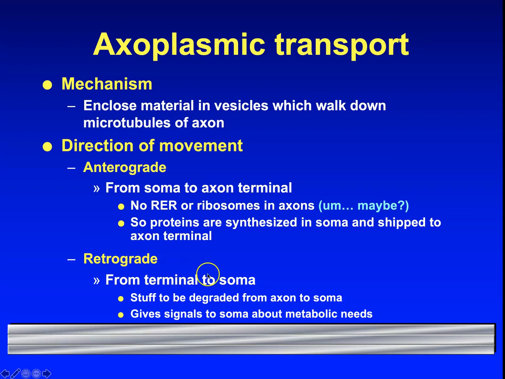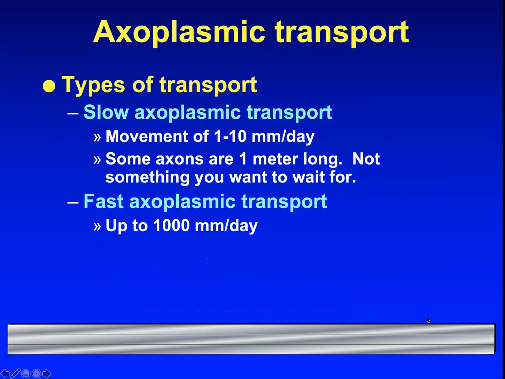But retrograde goes backwards from the axon terminal to the cell body. It's some stuff that it needs to degrade, and so it gives some signals to the cell body about metabolic needs. Now there's both slow and fast axoplasmic transport. The slow transport, that is going to be enzymes, structural proteins that you need for small neurotransmitters. The small neurotransmitters, those are synthesized near the axon terminal, and the large ones are actually synthesized in the cell body. We'll get to that later in the semester.